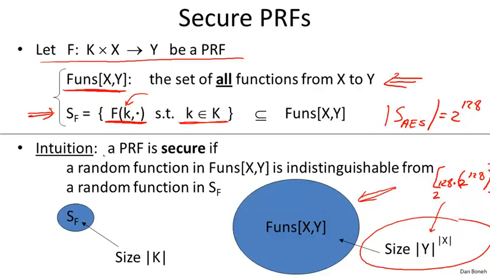And now we say that a PRF is secure basically if a random function from X to Y, so literally we pick some arbitrary function in this gigantic set of all functions from X to Y, is indistinguishable from a pseudo-random function from X to Y, namely when we pick a random function from the set S_F. So more precisely, the uniform distribution on the set of pseudo-random functions is indistinguishable from the uniform distribution on the set of all functions.